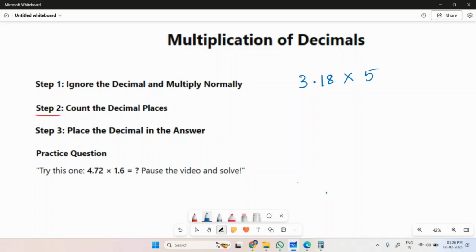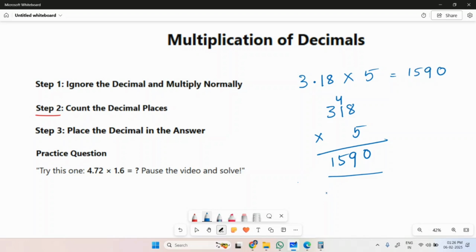3.18 times 5. So first step is to ignore the decimal and then multiply normally. 318 times 5. 5 times 8 is 40. 5 times 1 is 5 plus 4 is 9. 5 times 3 is 15. We got a whole number 1590.